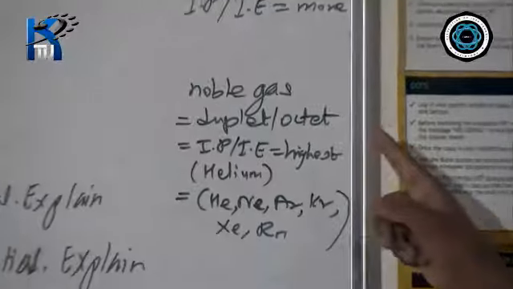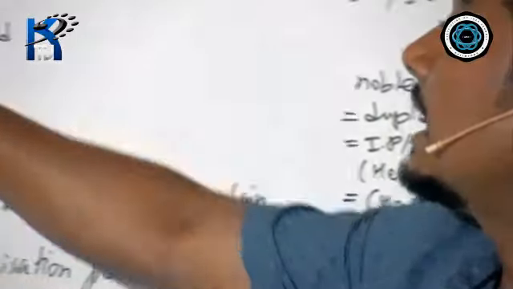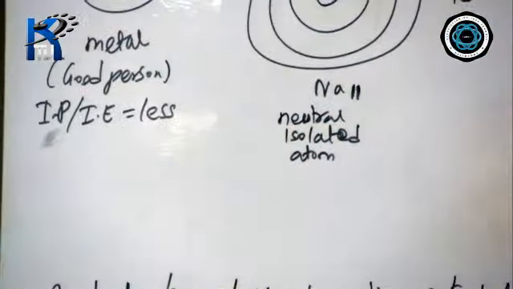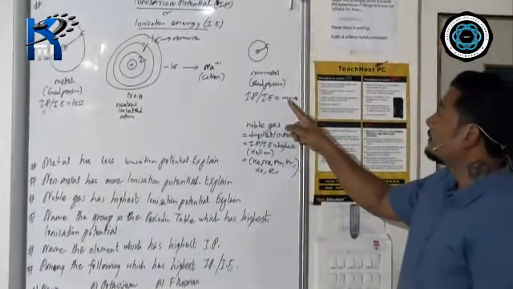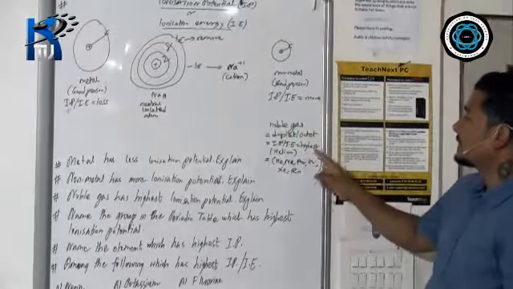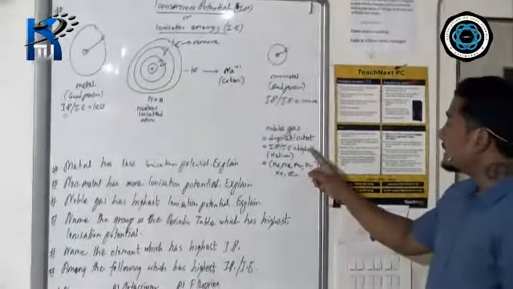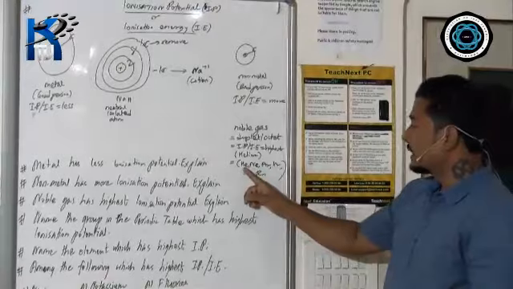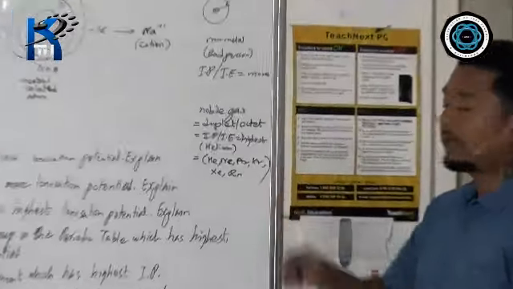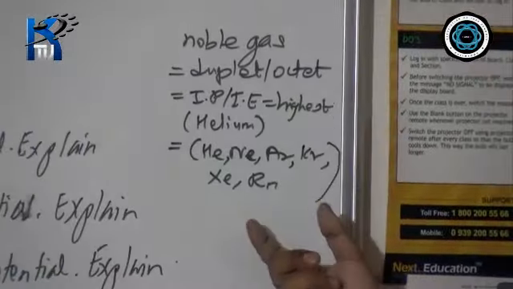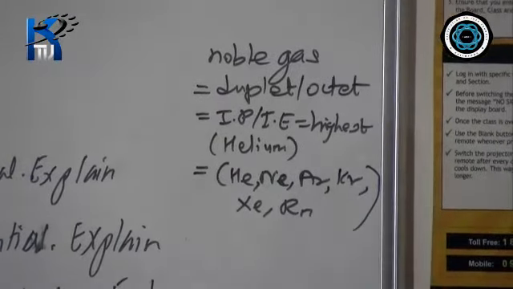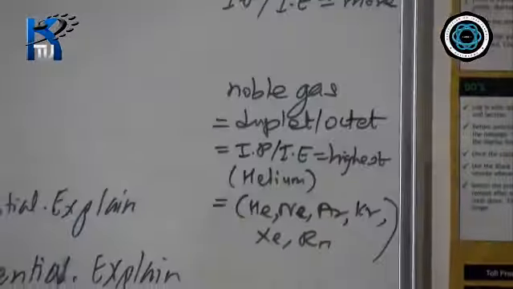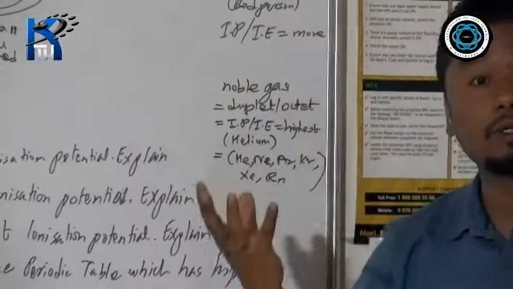And do remember from now on: metal has less IP, non-metal has more IP than metal, and noble gas has the highest IP. And inside noble gases, there are many members, like helium, neon, argon, krypton, xenon, and radon. Now, among all of these, who has the highest? Helium. Because you have learned that as we move down the group in the periodic table, the atomic size increases.